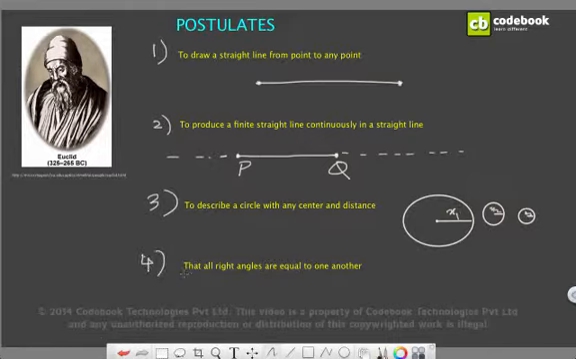The fourth postulate that Euclid has given us is: all right angles are equal to one another. So if you consider different types of right angles as seen here, let's assume that these are the angles A, B and C, all are right angles. So what Euclid is saying is, no matter what the orientation of the shape is, if there is a right angle between two different lines, then in all the cases the right angle will be equal.